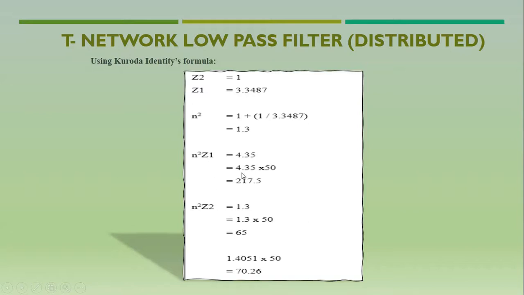For n squared Z1, the value of n squared Z1 will be multiplied by 50 and we get this. This is also the same, and we multiply by 50 to denormalize the value.